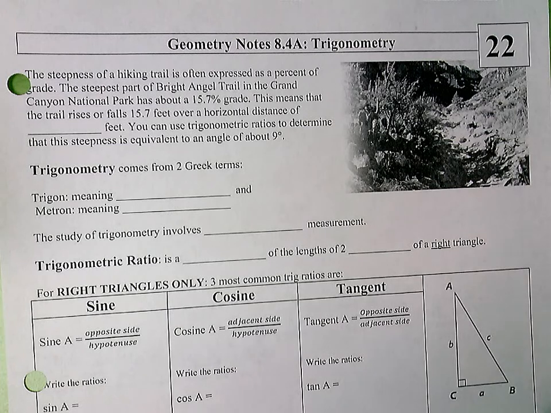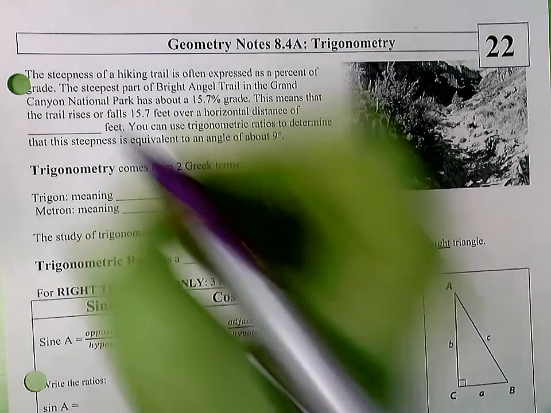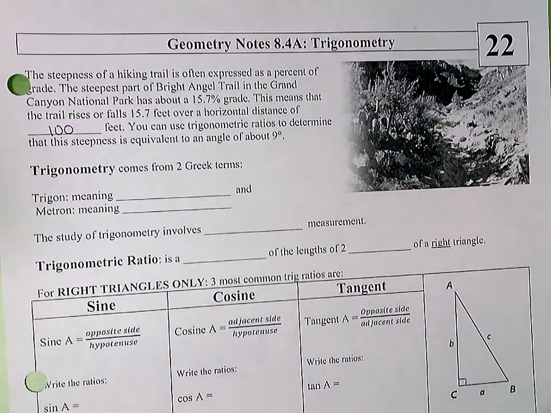the steepness of a hiking trail is often expressed as a percent of grade. The steepest part of Bright Angel Trail in the Grand Canyon National Park has about a 15.7% grade. This means that the trail rises or falls 15.7 feet over a horizontal distance of 100 feet. You can use trigonometric ratios to determine that this steepness is equivalent to an angle of about 9 degrees.